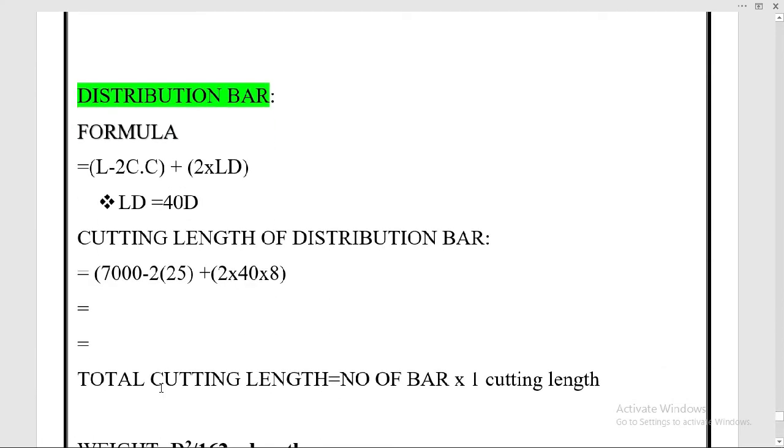So let me put the value here. L for the distribution bars, which are provided at the longer span, is 7000 millimeter, minus 2 concrete cover from both sides, plus 2 into Ld. The formula for Ld is 40d, and the dia of the distribution bar is 8 millimeter. We multiply it. Let's calculate it on the calculator now.